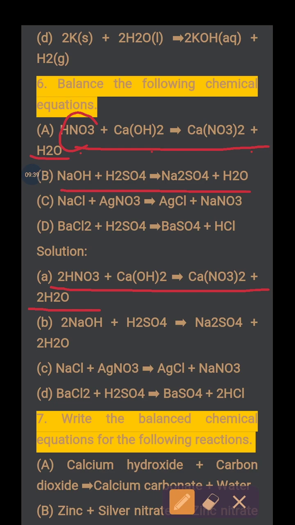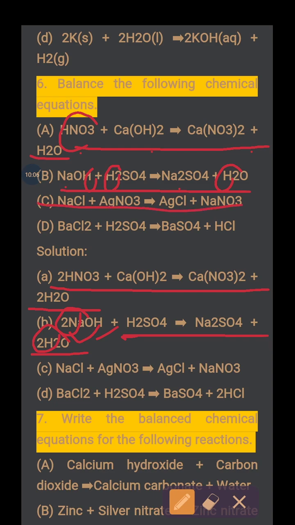Another equation: NaOH plus H2SO4 gives Na2SO4 plus H2O. Here Na is 1, there Na is 2. Then the balanced equation is 2NaOH plus H2SO4 gives Na2SO4 plus 2H2O. Look at the number of hydrogen: here 2 plus 2, and there only 2. So for balancing, 2 times 2 is 4, balanced.